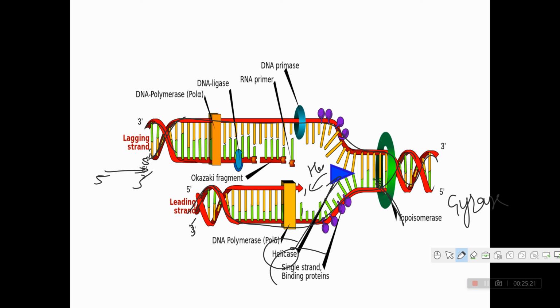After that, SSB, single stranded binding protein came and attached with this, so that they cannot form a helix again, okay? So this is a single stranded binding protein. It goes and binds with this single strand, right? After that primase came and attached with this. This is a primase. Primase came and formed a primer. This is a primer.